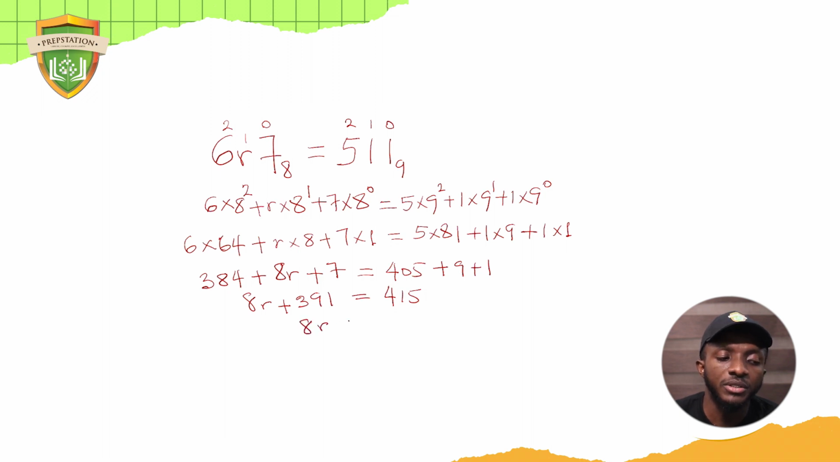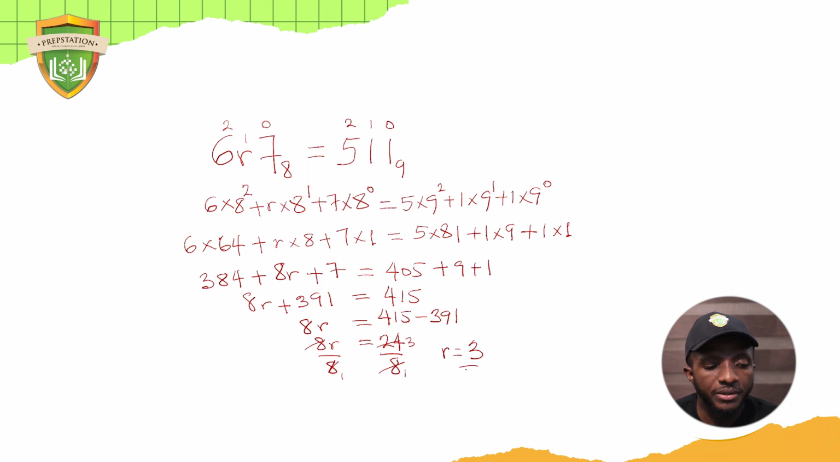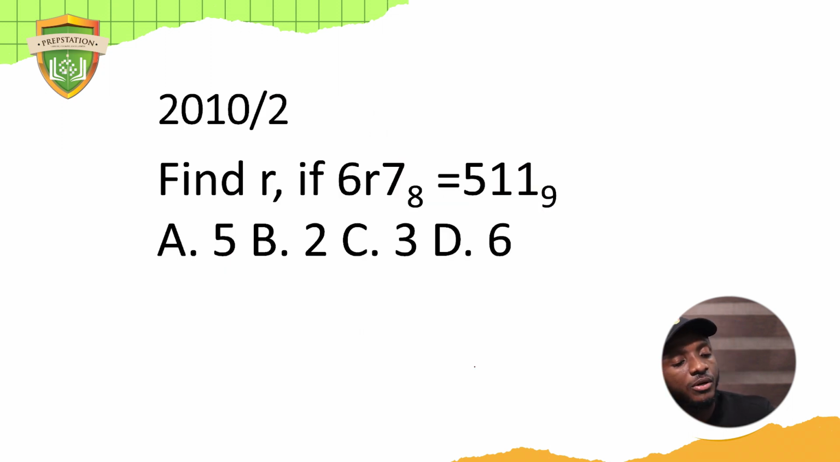So simple addition. 8r is 415 minus 391. Now, we're taking this over here, so it becomes minus. So if you do that math, you get 24. So 8r is 24. If we divide both sides by 8, that will give me r is 3. So 8 in 24 is 3. So that's what you get. So r is 3. So let's go back. See the correct option? Option C, r is 3.